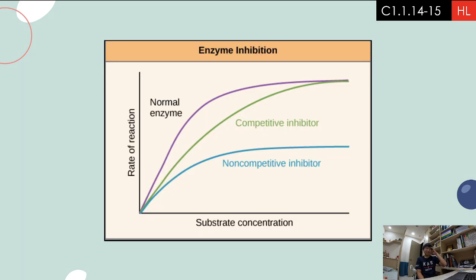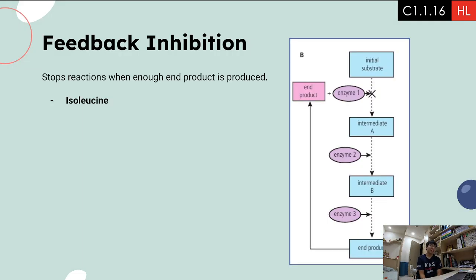And this is the graph that happens for non-competitive inhibitors and competitive inhibitors when you increase the substrate for the rate of reaction. And feedback inhibition. So your body wants to be efficient, right? So when you have enough of the end product, you don't want to create any more, you don't want to waste any more. So the end product sometimes inhibits the first reaction. So it stops this process of making it, and when all the end product is used up, there's no more inhibitors, so this process keeps going on. The example that we need to know is isoleucine. It's an amino acid that our body needs.